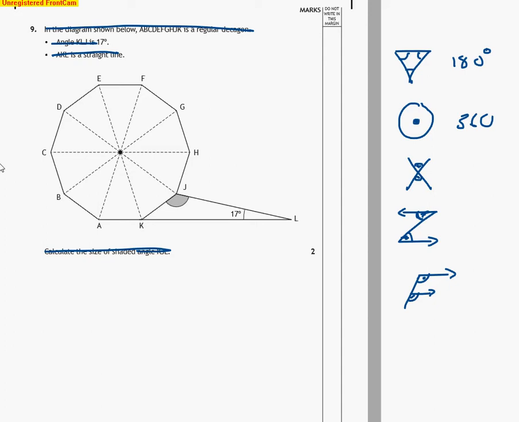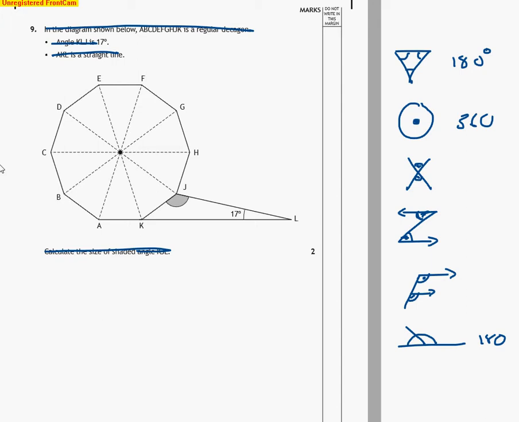The one that is the most simple that everyone forgets actually is the 180 rule. If you've got a straight line, which is the mentioned word here, that's going to add up to 180. So this angle and this angle give you 180. Okay, so those are basically all your rules.